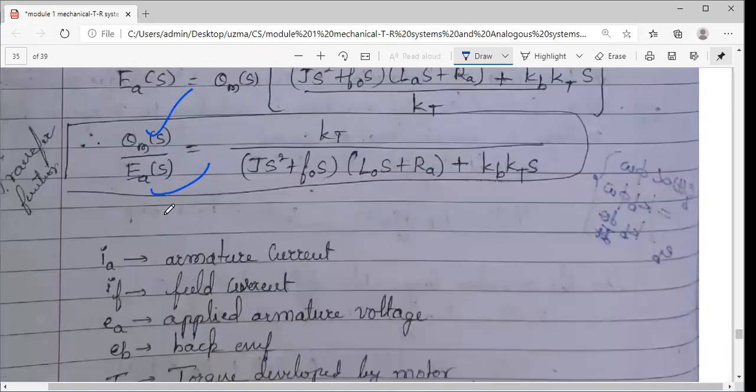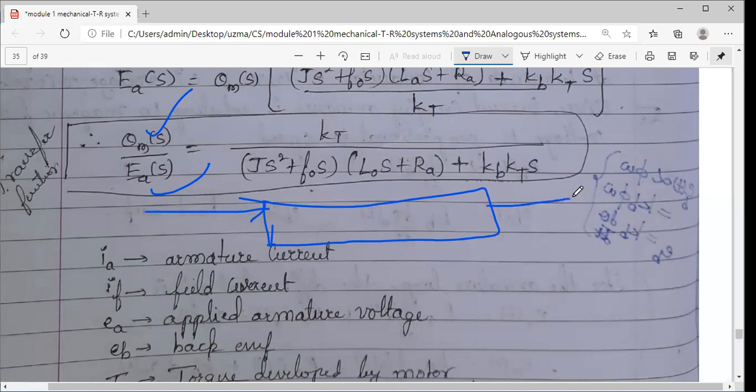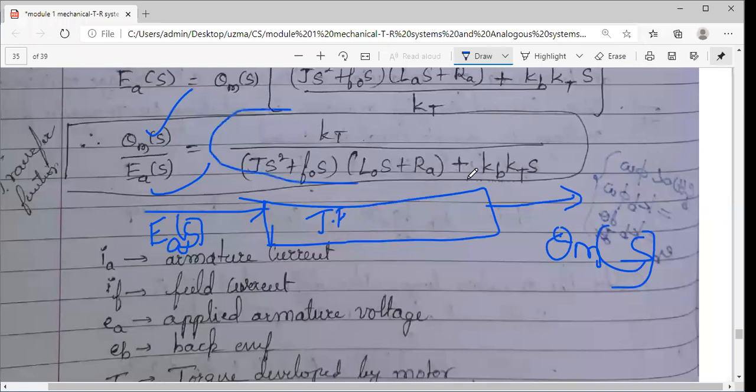And finally I had told you at the last, whenever you represent your answer, write it in the form of a block diagram. This is your input in terms of Laplace transform. This is your output, and this is your transfer function. Whatever you have got, KT divided by this whole thing should come here. Okay, this is armature control.